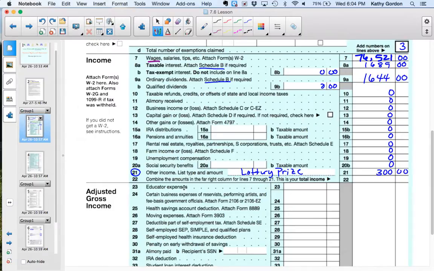So now we're going to combine the amounts in the far right column for lines 7 through 21. So we'll add our 300 to our 76,521, 1,689, and 1,644 to get a total of $80,154.